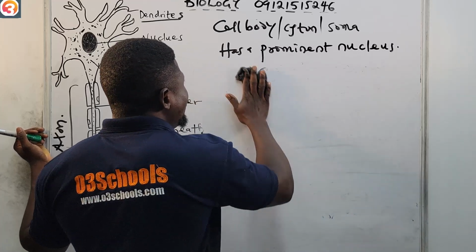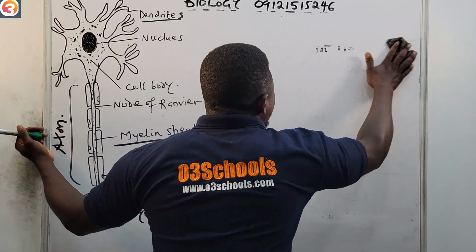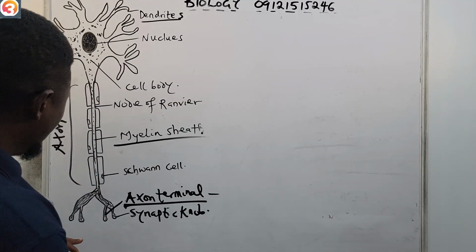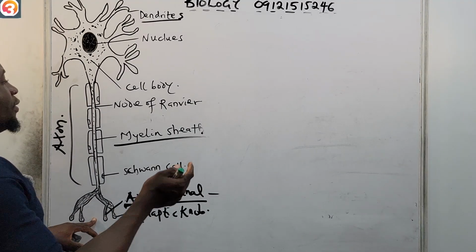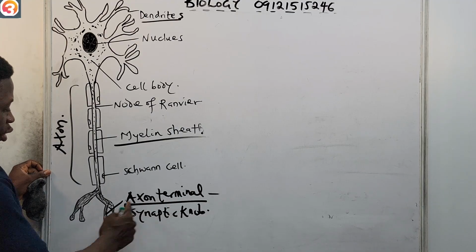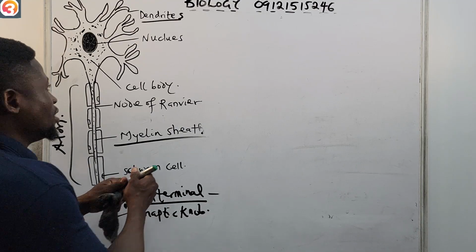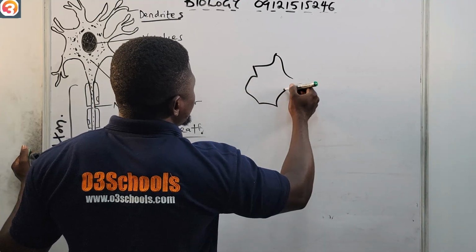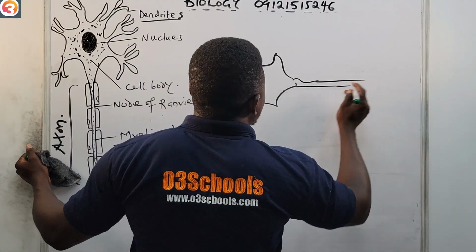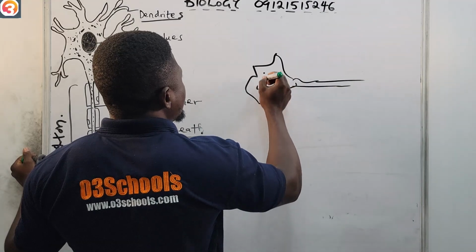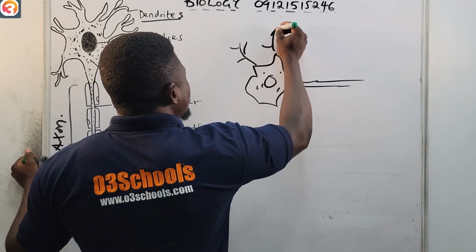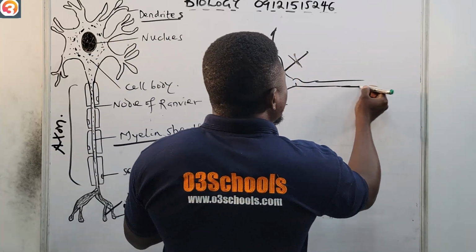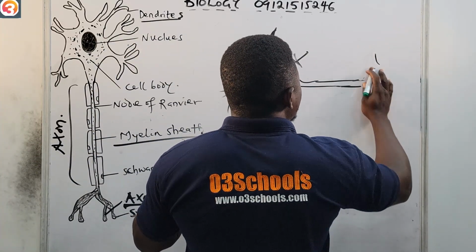Number one, you should know first of all that neurons are not connected end to end. So as you are seeing this neuron, the next neuron will not begin from this axon terminal. This is just a sketch. Let's say this is a neuron, and this is the cell body. So neurons are not connected end to end.